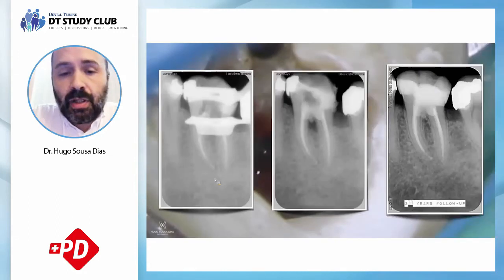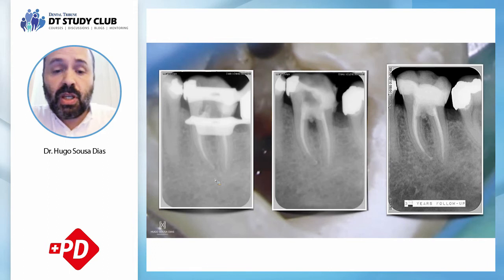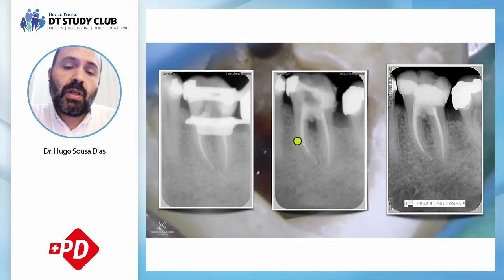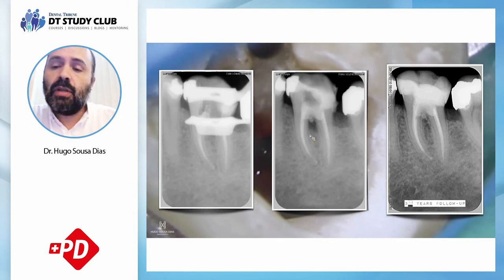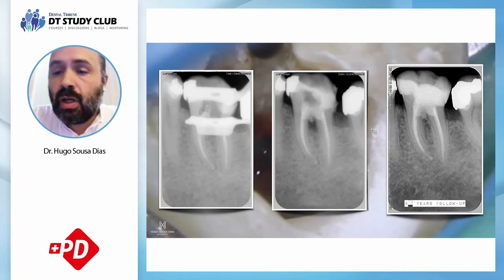And here, after the sealing of the perforation, it's possible to see the old perforation. It's possible to see here the bone was lost in the furcal area, and at 3.5 years follow-up, completely healed bone in the furcal area and the tooth in function with an onlay.